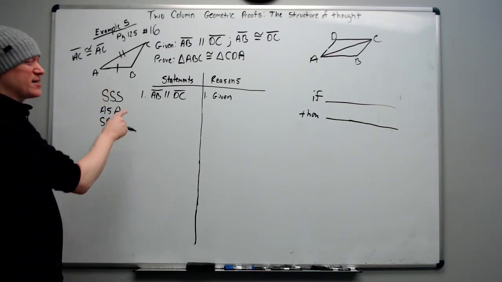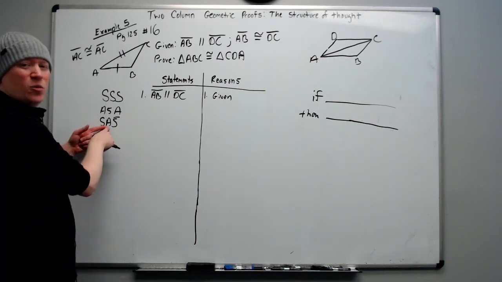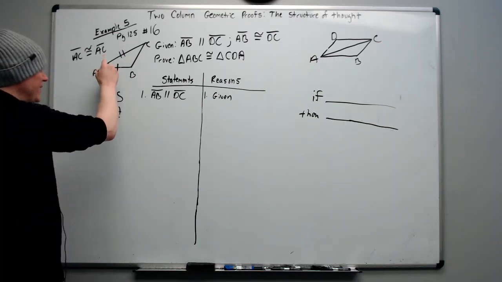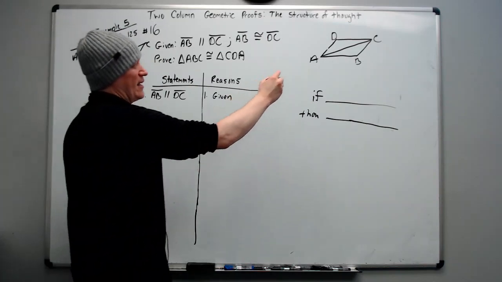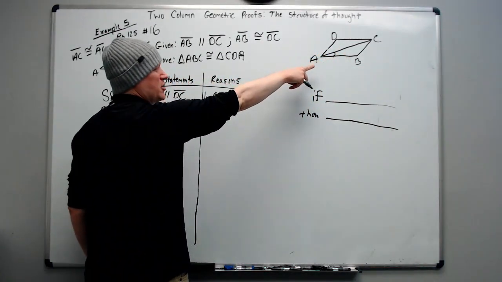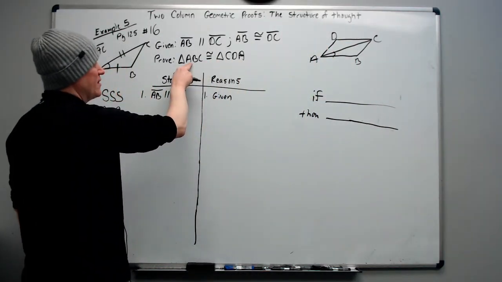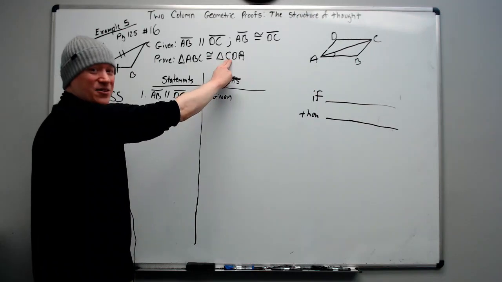Well, if we were going to do side, angle, side, there's two sides here. What angle would it be? It's the one in the middle. It's got to be this angle. Let's mark that angle here. It's this one. And how can I make that angle congruent? What would it be congruent to? It would be congruent to the A matches with the C in the other triangle.